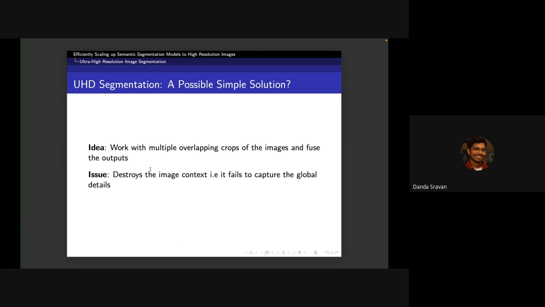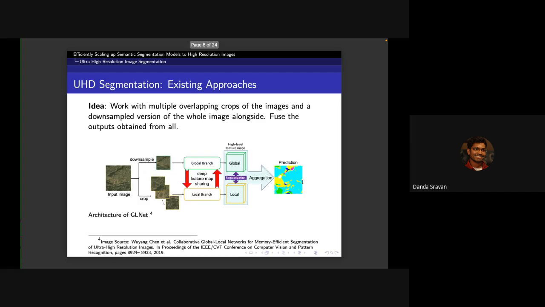So building on this idea, if some global details are missing, how can I somehow get hold of the global details? If I can use these multiple overlapping crops alongside somehow capturing the global information, then that's one way to solve this problem, right? So this is what some of the existing approaches do. And again, these involve deep neural networks.